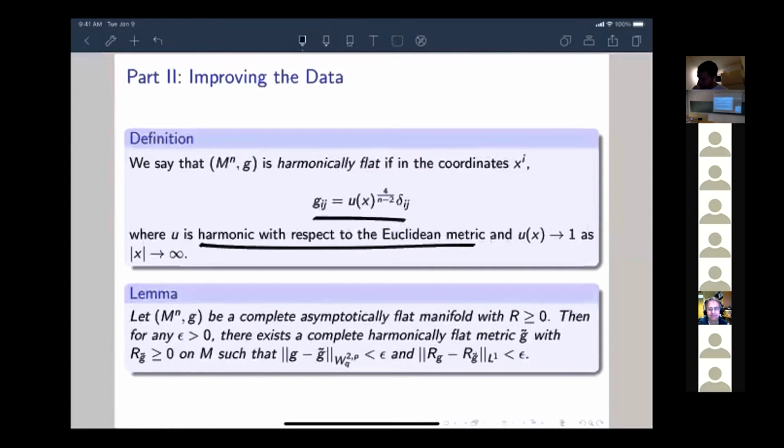Anyway, an important theorem in that context is a density theorem, as it's often called. And that tells you that if you're complete asymptotically flat with non-negative scalar curvature, then for any epsilon, there exists a complete harmonically flat G tilde with the same restriction on scalar curvature, such that these are close in the relevant sense, with the scalar curvature remaining close in L1. So what that's saying is that, suppose I had a counterexample to the positive mass theorem for an asymptotically flat manifold, well, I can always reduce it to something that's harmonically flat. So this is a useful reduction. And I talk about this because this reduction no longer becomes possible in our case, and that was one of the things that was a problem.